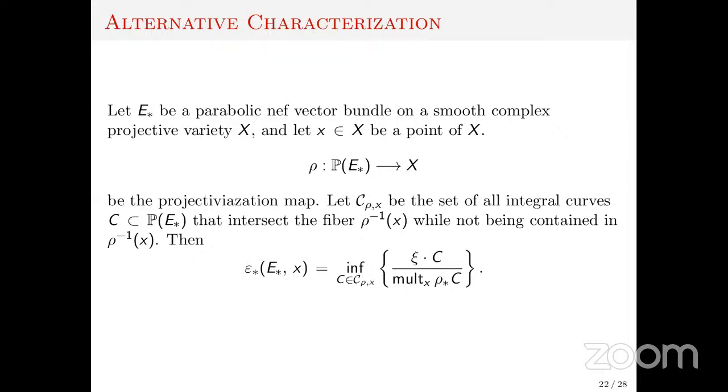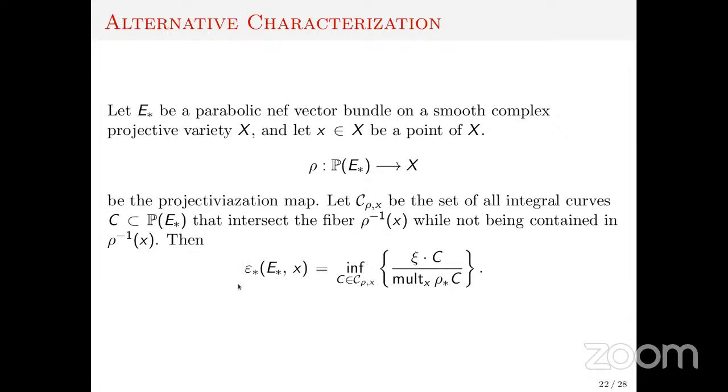So if we start with a parabolic naive vector bundle on a smooth projective variety X, and fix a point x in X, I consider the set of all integral curves in this projectivization P of E star which intersect the curve over x, rho inverse of x, while not being contained in it. So this curve should give a non-constant map to X. It is not contained in a fiber. I am collecting all such integral curves.